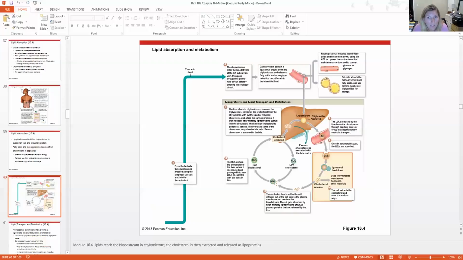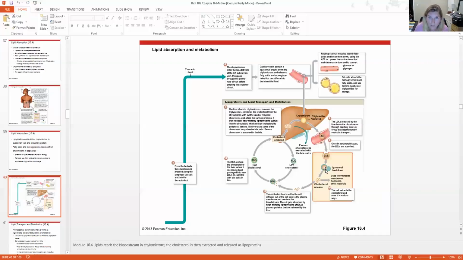The chylomicrons go into the blood, and then from the capillaries, they will diffuse either into the skeletal muscles to be used for energy, into the adipose to be used to form triglycerides, or they can float back to the liver. Once they're in the liver, it can absorb the chylomicrons, remove the triglyceride, combine cholesterol from the chylomicron, and alter the surface proteins, and it releases something called a low-density lipoprotein, or an LDL. The LDLs are released by the liver into the bloodstream through the capillaries. Once in the peripheral tissues, the LDLs are reabsorbed by the peripheral tissues.